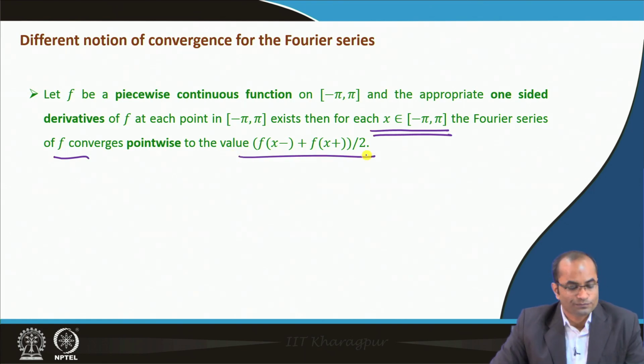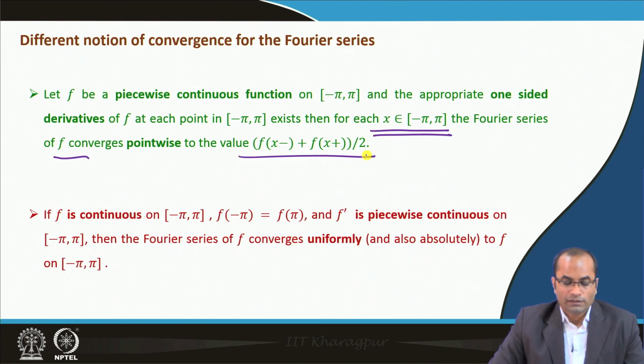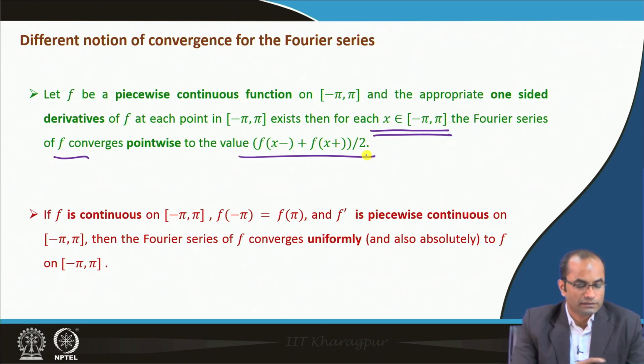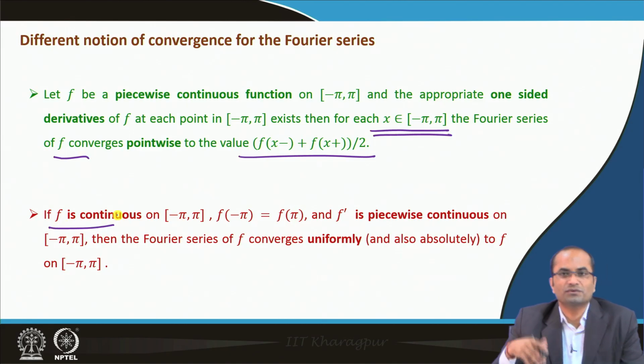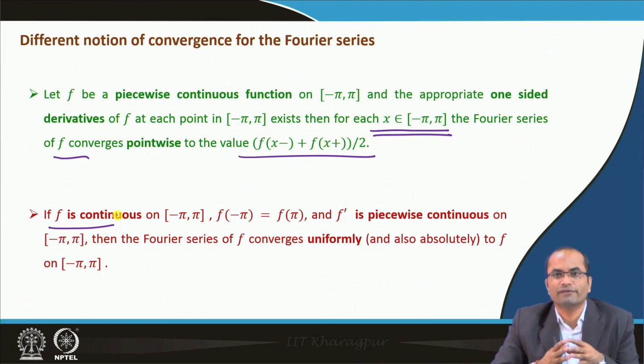The third one, which is the stronger version of convergence, is when f is continuous. So, to get the stronger version of convergence, naturally we have to impose more conditions on f.